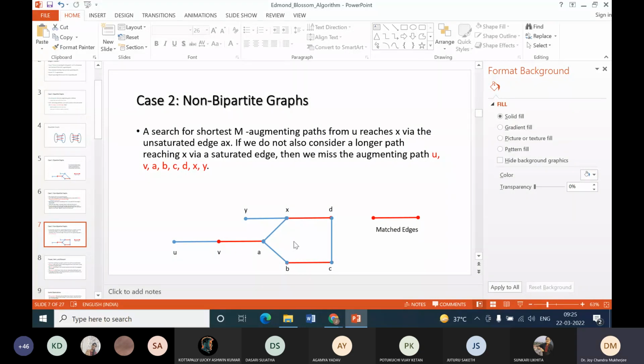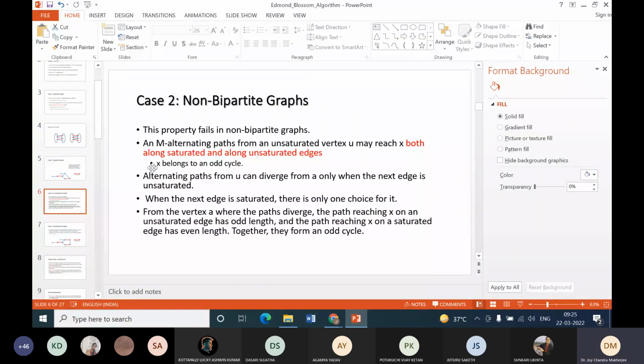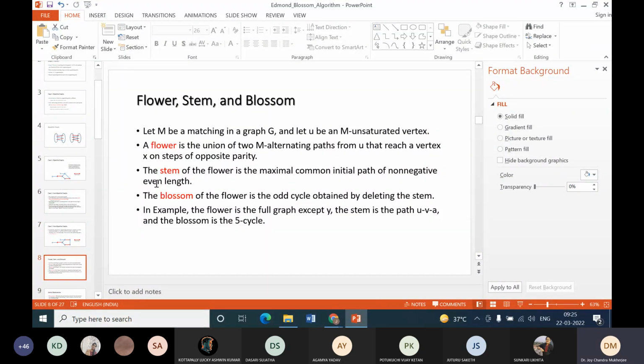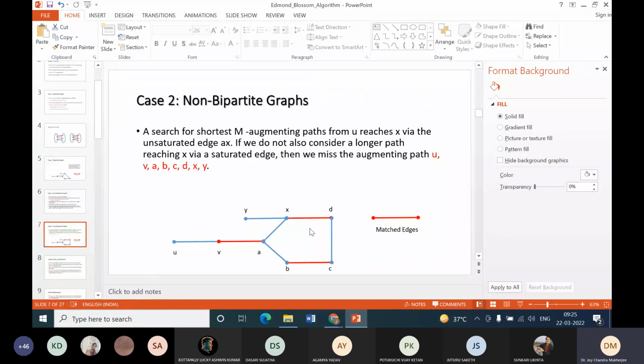Okay, so basically, the stem of the flower is a maximal common initial path of non-negative even length. The blossom of the flower is nothing but the odd cycle obtained by deleting the stem from the flower. In the example, the flower is the full graph except Y. The stem is UVA and the blossom is this 5-cycle. So UVA is the stem, this is the odd cycle, which is called a blossom, and the whole part except this Y part is the flower.